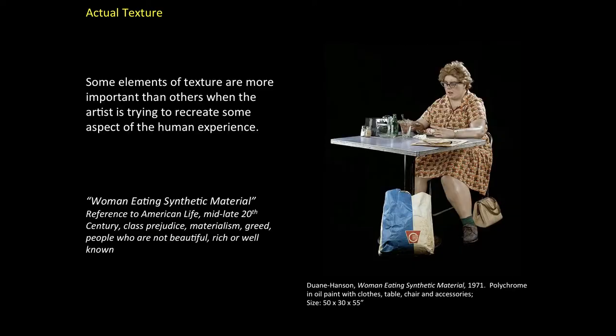Here's another one that I really like. This is called Woman Eating Synthetic Material. And this is made out of polychrome and paint, and then the clothes, the table, the chair, and the accessories are all real. So in a description that an artist puts on a piece of artwork, he details all of the things that are in it. The body is primarily what he has constructed out of the polychrome, and you can see that the way he has molded it and shaped it and the materials that he's used give the sense of skin.